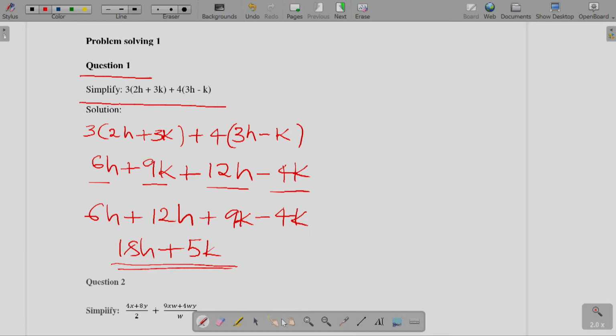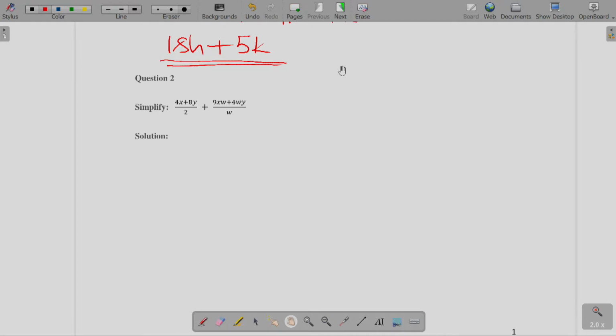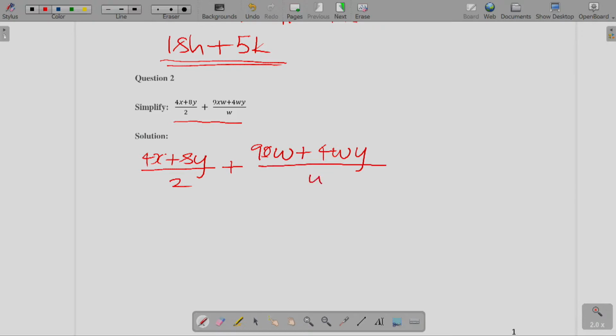So let's move to question number 2, in which we are required to simplify this expression. The first step is to write the expression given, which is 4x plus 8y divided by 2, plus 9xw plus 4wy divided by w. This is the first step, to write the expression given.